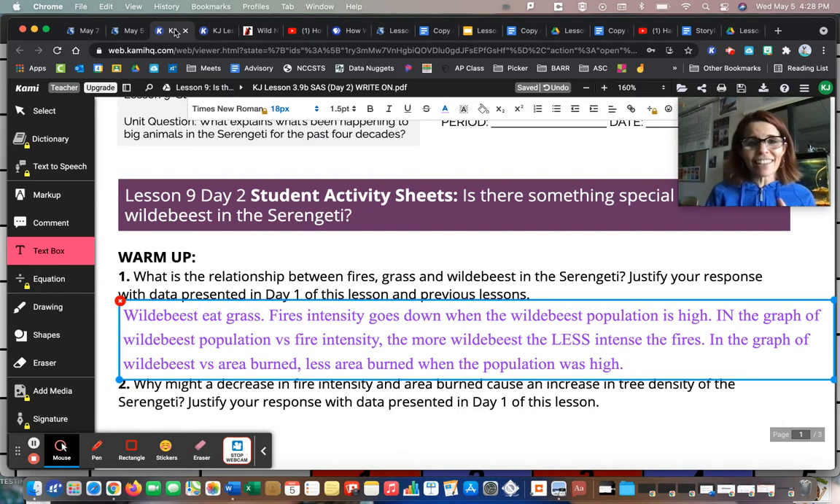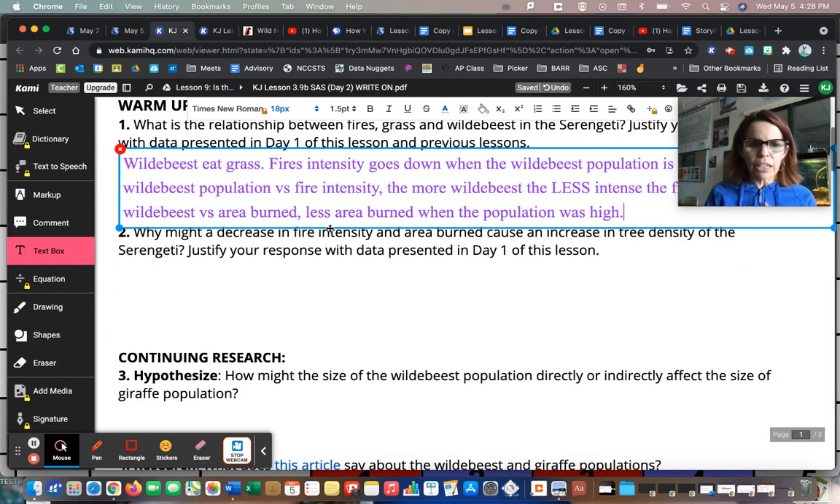Then that takes us to the next question, which was kind of interesting, because we're talking about the wildebeest, and we're saying that maybe the wildebeest are important. Not only are they important to grass, they keep the grass short, they're important to fires, how often those fires burn. But now number 2: why might a decrease in fire intensity and area burned cause an increase in tree density of the Serengeti? Justify your response with data presented from day 1 of this lesson.